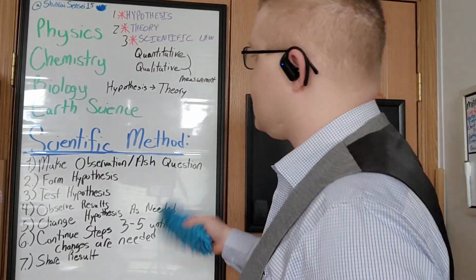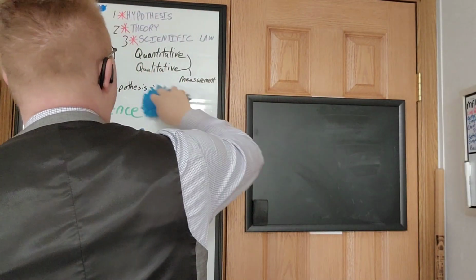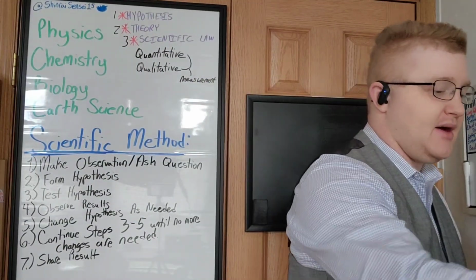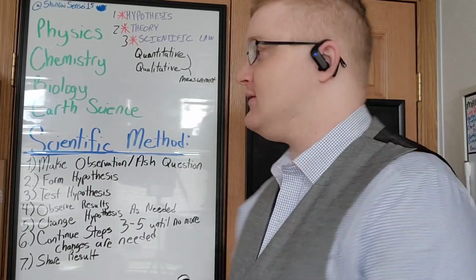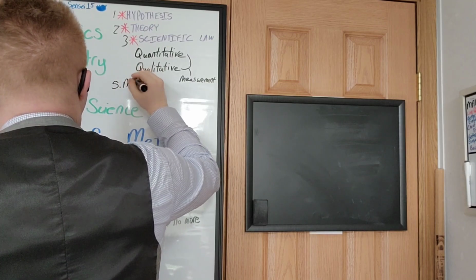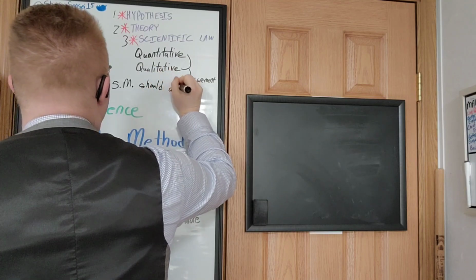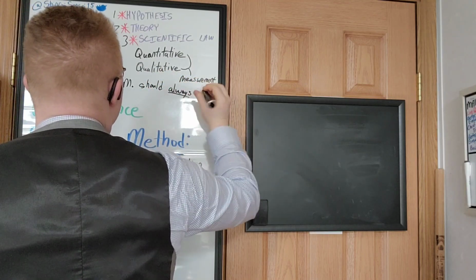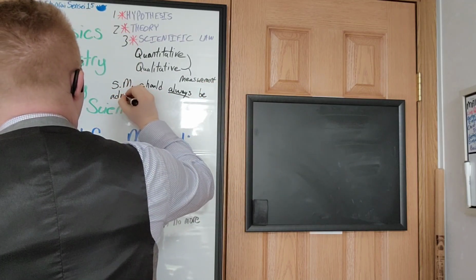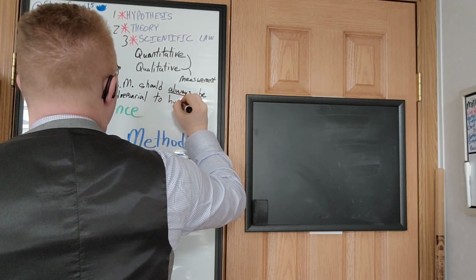So, the scientific method, the goal is to go from hypothesis to theory, or to disprove a hypothesis. Because, as I said, really the scientific method should always be adversarial to the hypothesis. It should never be friendly. So, scientific method, let's write this up here. SM should always be adversarial to hypothesis.